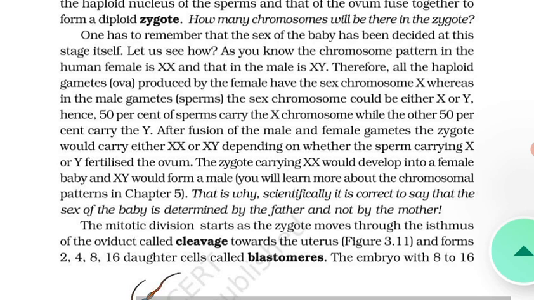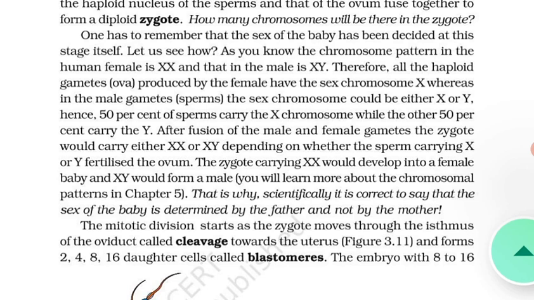Blastocyst. As it moves further into the uterus, the morula continues to divide and transform into the blastocyst. Where does it move? Further into the uterus. The blastomeres in the blastocyst are arranged into an outer layer called trophoblast and an inner group of cells attached to the trophoblast called the inner cell mass.